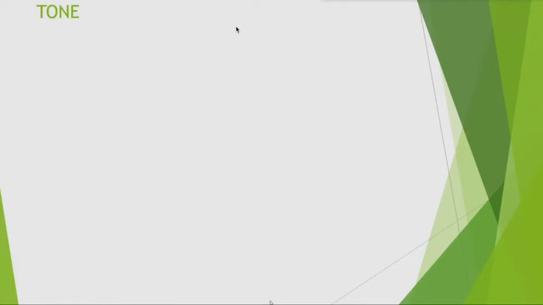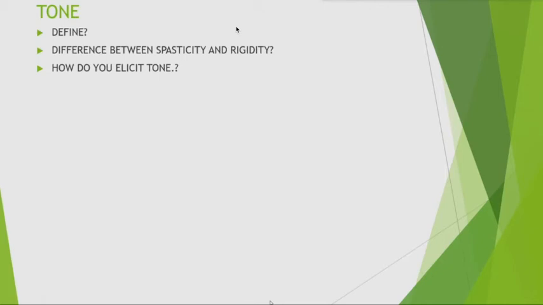Tone is passive resistance offered to movement. Okay. This amount of partial contraction present in muscle at rest, that is the definition. Tone is the amount of partial contraction present in muscle at rest as evidenced by passive movement. Resistance to passive movement is the procedure you are doing. Definition is its intrinsic contraction of muscle at rest. Okay. But what is the difference between spasticity and rigidity?